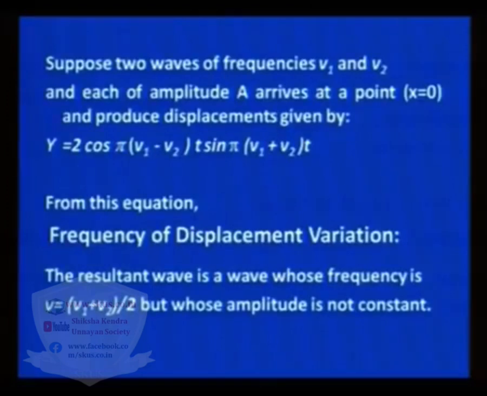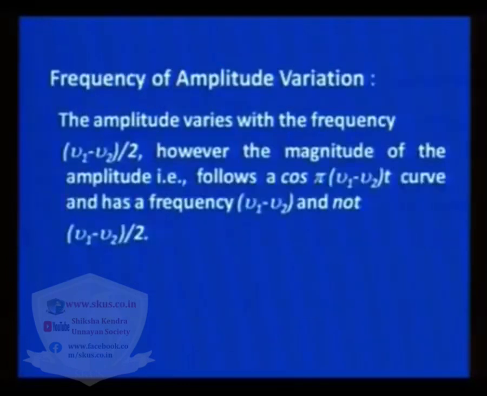If you are writing two waves as y1 and y2, then the resultant y will be 2 cos pi(nu1 minus nu2)t and sin pi(nu1 plus nu2)t. Here we have written it for frequency. From this equation, the resultant wave is a wave whose frequency is half of the sum of these two frequencies, but whose amplitude is not constant. The frequency of amplitude variation is the difference of their frequencies divided by 2.